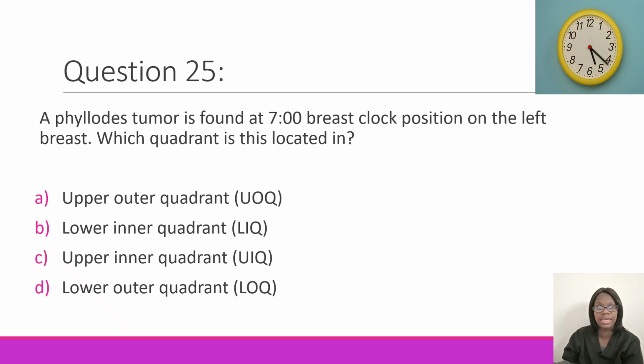Question 25. A phyllodes tumor is found at 7 o'clock breast clock position on the left breast. Which quadrant is this located in? Upper outer quadrant, lower inner quadrant, upper inner quadrant, or lower outer quadrant? And I'll do this with you all before I give you the answer. I'll feel as well. So, 7. So I have my answer.